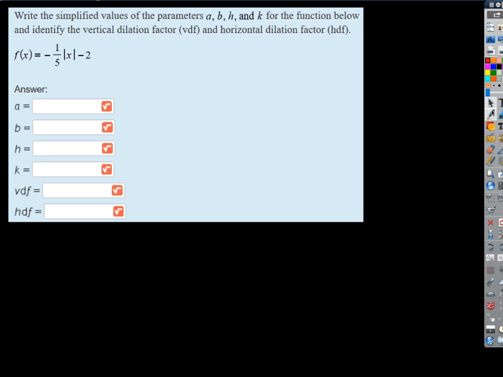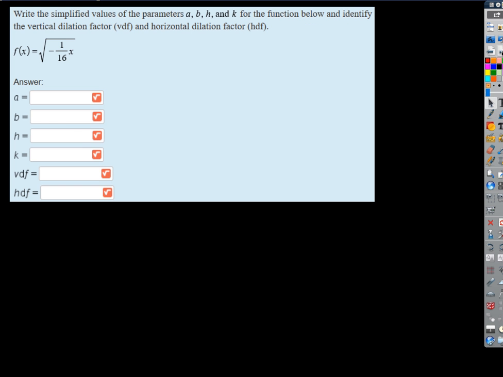So we've got an absolute value function this time. It's the same game. Let's start off with h and k, because those are probably the easiest. What's h? 0, because there's nothing being subtracted from the x. What's k? Negative 2. What's a? Negative 1/5. That's what I mean. And so what's going to be the vertical dilation factor? Negative 1/5. Good. Horizontal dilation factor: in this case, b is what? 1. So that's just going to be 1 also.